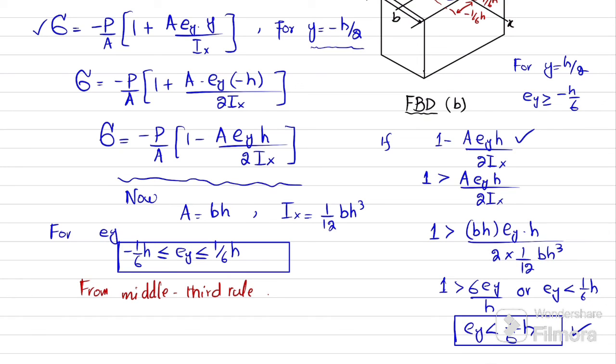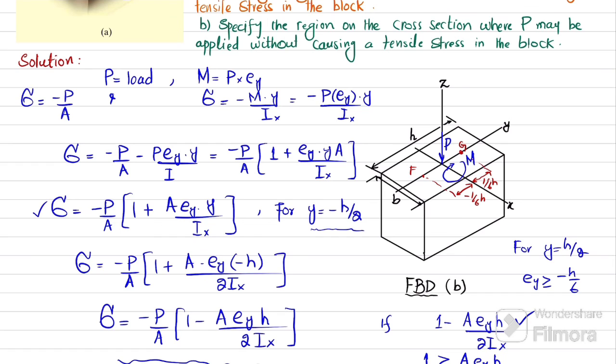Hence, we extend this analysis in the same way by placing the P along the x-axis. The result will produce a shaded parallelogram. So this means that if this is H by 6 and H by 6, similarly along this x-axis you can put B by 6, B by 6. Let this point be your point E and this point be your point H. So you can see you will have a parallelogram. This parallelogram is the region where this load can be here, here, or anywhere within this parallelogram region. So when you apply this load P, it will not produce any tensile stress in this block.